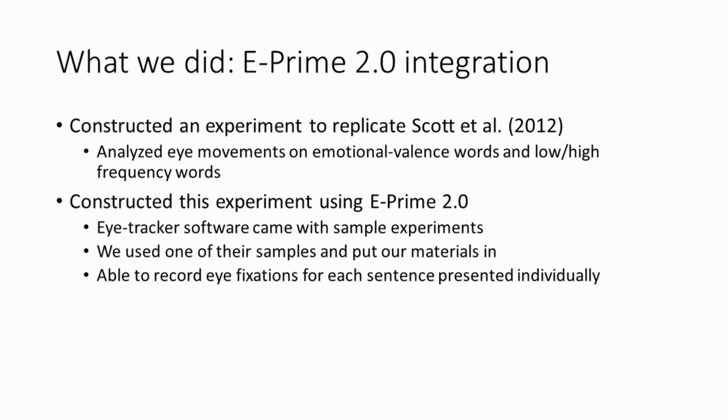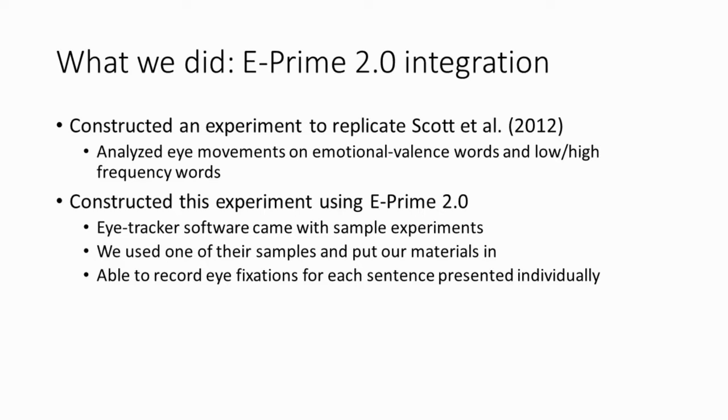The first preliminary experiment we did, we just tried to replicate Scott and colleagues 2012. I'm not going to go into the details of it, but basically they analyzed eye movements of participants reading sentences with different emotionally valent words, as well as high and low frequency words. Their major finding was that low frequency emotionally valent words, either positive or negative, are processed faster than neutral words. So we tried to replicate their methods and get the same results that they did.